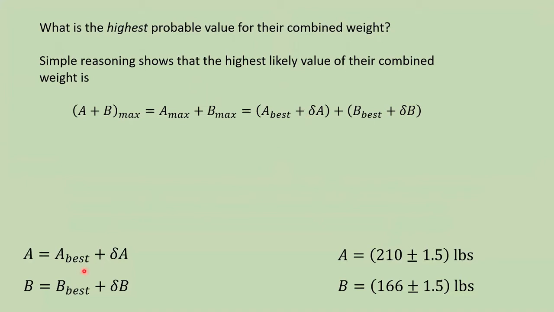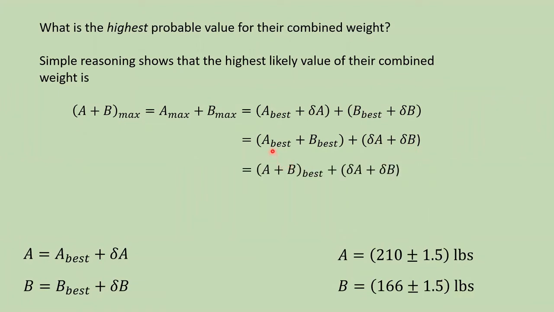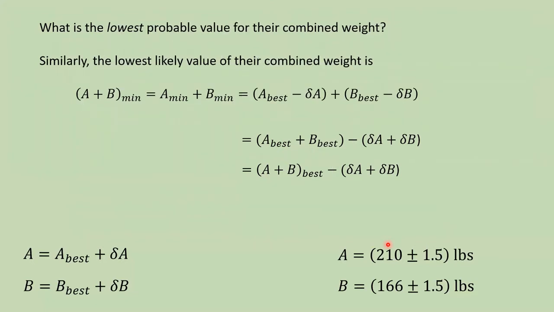Well, in terms of the uncertainty, remember this is supposed to say plus or minus here, the highest probable value for Alfred's weight would be that 210 plus 1.5, if we're on the high side there. Same thing for Betty, but then we can just move stuff around here. Let's put the two best measurements in parentheses and put the two individual absolute uncertainties in parentheses. And then A best plus B best, wouldn't that just be the best value of A plus B? Your best estimate of their combined weight would simply be your best estimate of Alfred's weight plus your best estimate of Betty's weight. And then we can ask a similar question, what's the lowest probable value?